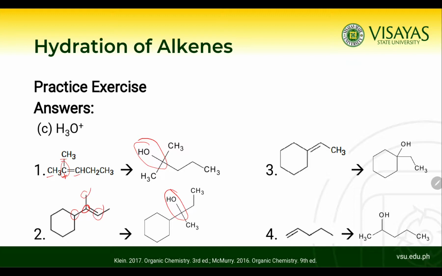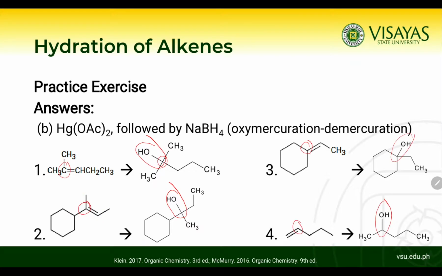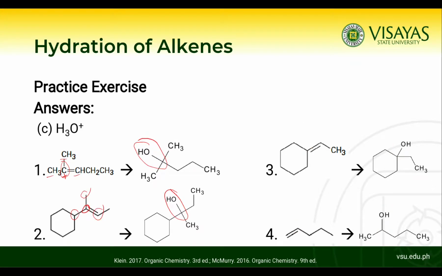So in this case, the product of oxymercuration-demercuration and acid-catalyzed hydration is the same, because the carbocation intermediate formed in the first step, using these reactants, these alkenes, is already the most stable carbocation intermediate. Okay? Same in number 3. The carbocation intermediate that will form will have the positive charge here, on this carbon. And that is already a tertiary carbocation. No? So, the OH will just bond immediately.